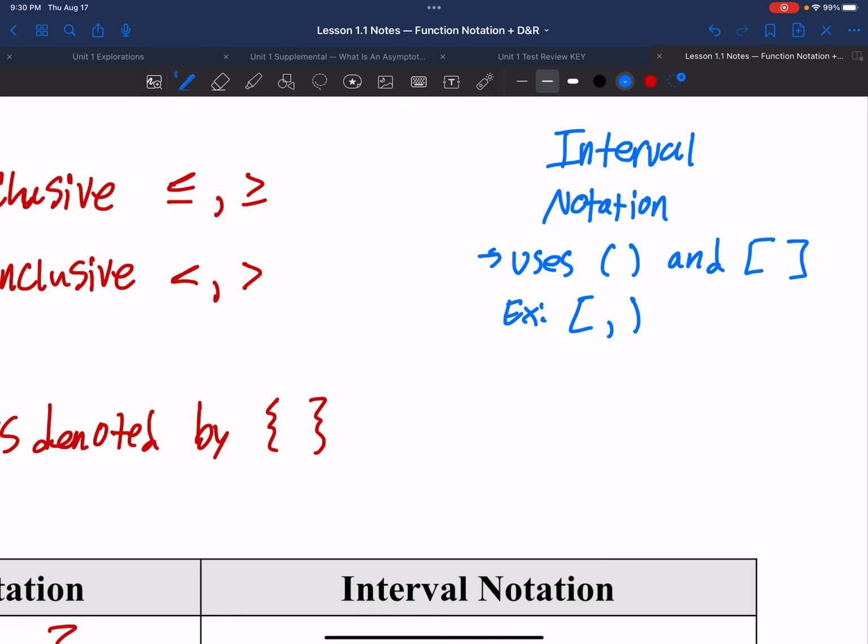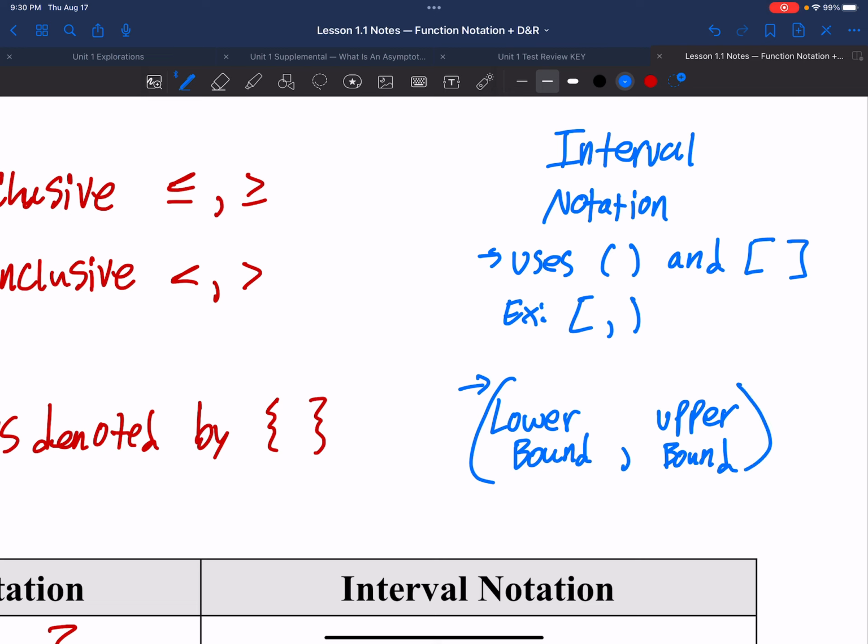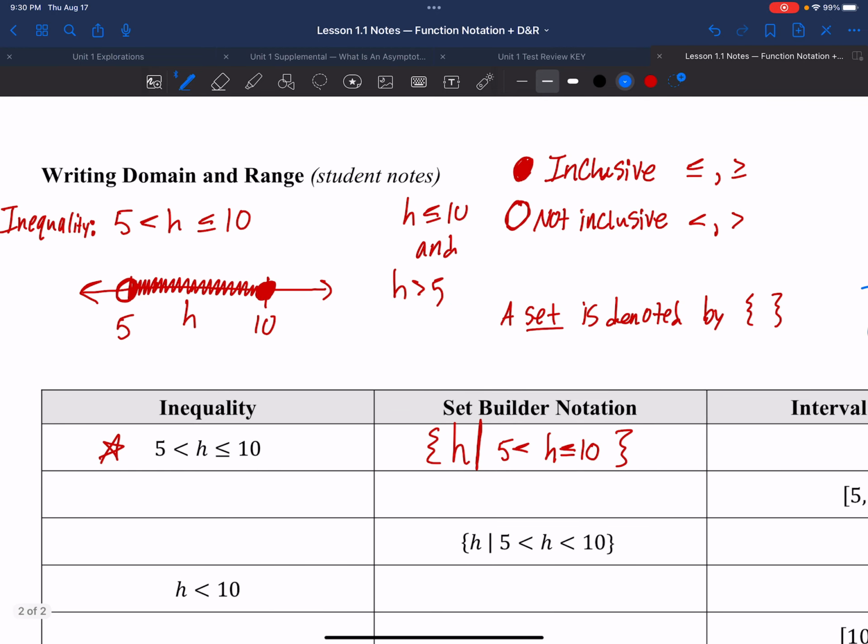In interval notation, what you want to look at is your lower bound, comma, your upper bound. What do I mean by that? Lower bound, comma, upper bound. I'll just use parentheses here, okay? Well, let's look at the example that we're given over here.